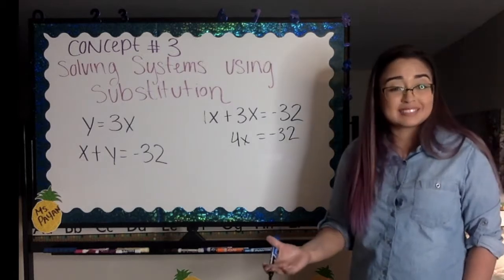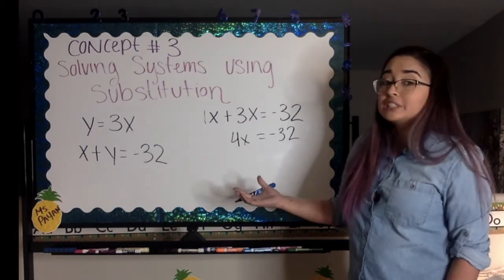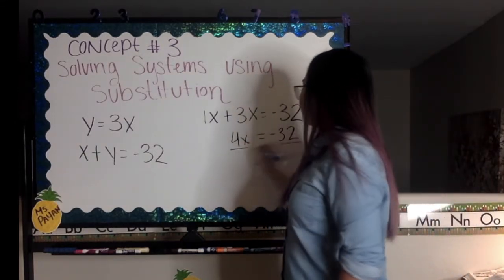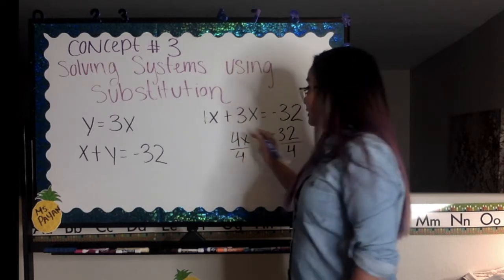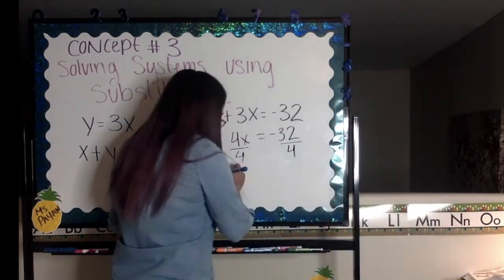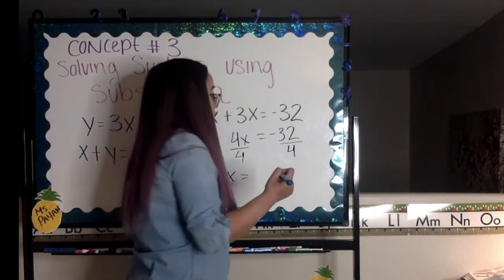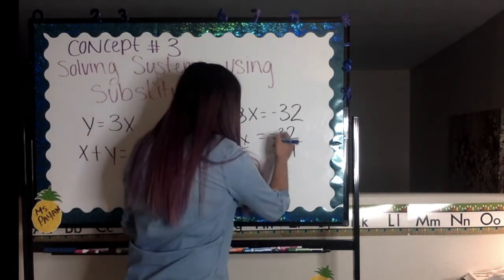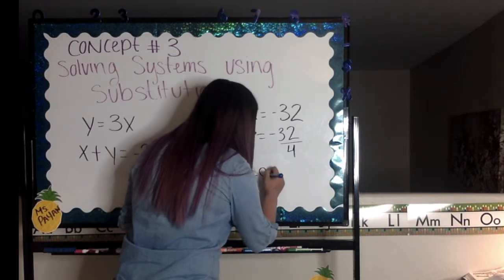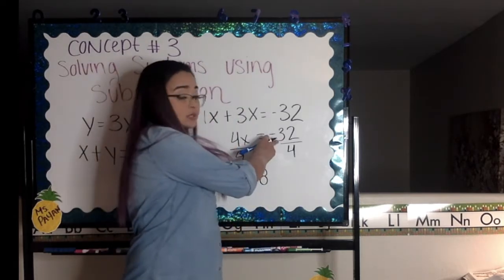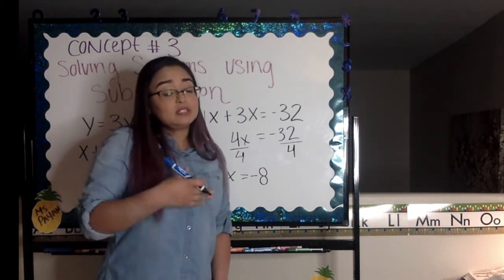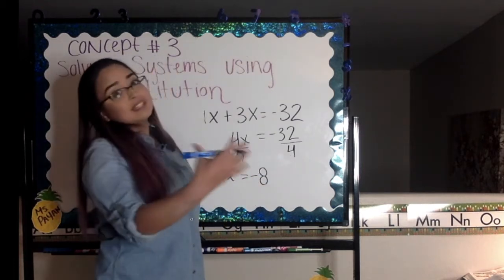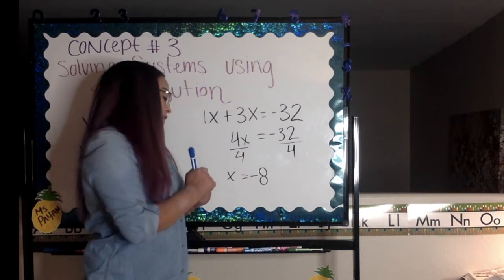What are we going to be doing next? Now this looks like a one-step equation, if you do remember way back when. So we're going to be dividing by 4 to be able to find a value for x. And 4 goes into 32 8 times. So our answer will be negative 8. Why negative? Because our 32 was negative and our 4 was positive. So our answer will be negative, because when you multiply 4 times negative 8, you get negative 32. So we got our value for x.